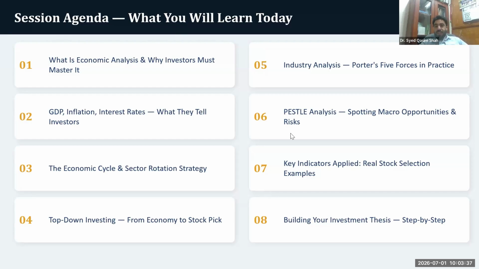This is the actual thing that we do in fundamental analysis. We will conduct industry analysis, PESTEL analysis, that is, all of the different sectors outside of the economy. Then we will talk about how the real stock selection is done on the basis of key indicators and some examples. And then how you can develop an investment portfolio. So this is what we are going to talk about in today's session.